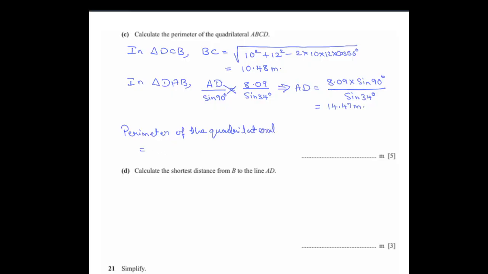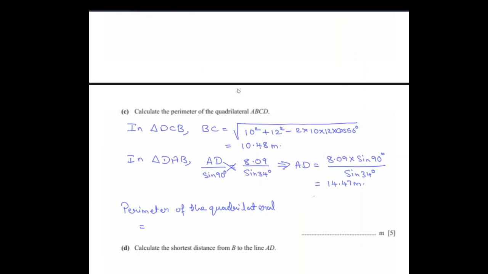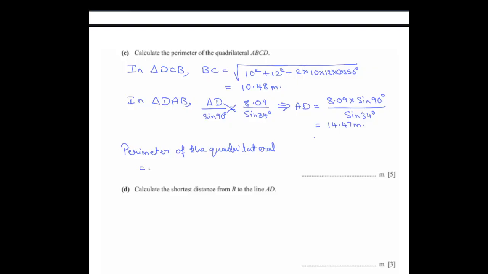Perimeter is equal to the sum of all these sides: DC, BC, AB and AD. So 10 plus these two numbers which we got, 10.48, plus 8.09, plus 14.47.